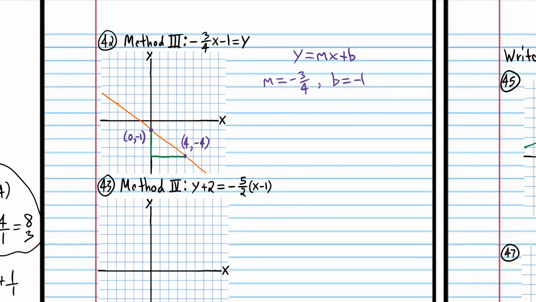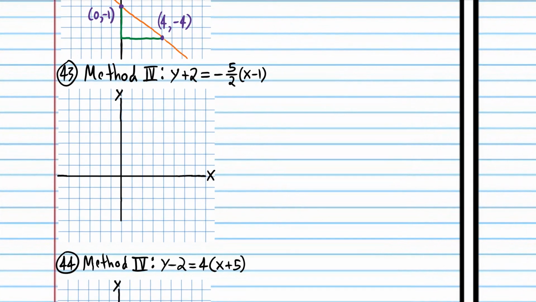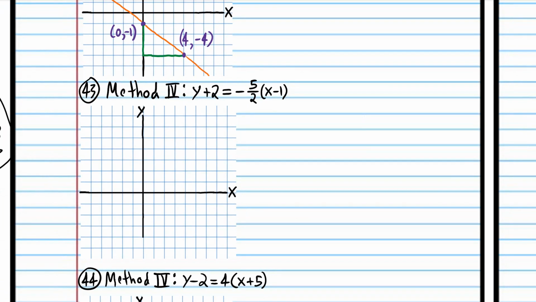All right, so now we're going to attempt the last method, which is using point-slope form. And we have point-slope form here, so we can see the slope and a point on the line just by looking at that equation. So again, point-slope form is like so.